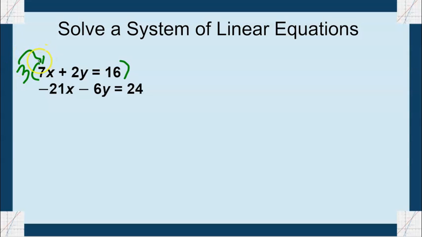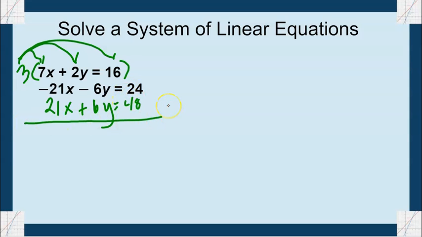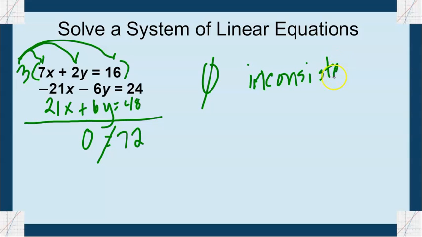So I distribute, and that's going to give me 21x plus 6y equals 3 times 16, which gives us 48. And when I simplify this, the x's cancel out, the y's cancel out, so I'm left with 0 equaling 24 plus 48, which gives us 72. Well, 0 will never equal 72. Therefore, this is no solution, or we can consider this inconsistent. Which just means the two lines are parallel.